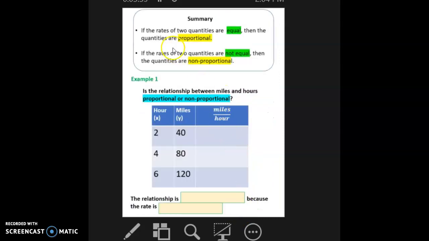All right, so here's a summary. If the rates of two quantities are equal, then the quantities are proportional. If the rates of two quantities are not equal, then the quantities are not proportional. So let's look at this example. Is the relationship between miles and hours proportional or non-proportional? Take a look. If you need to, pause it and think about it.